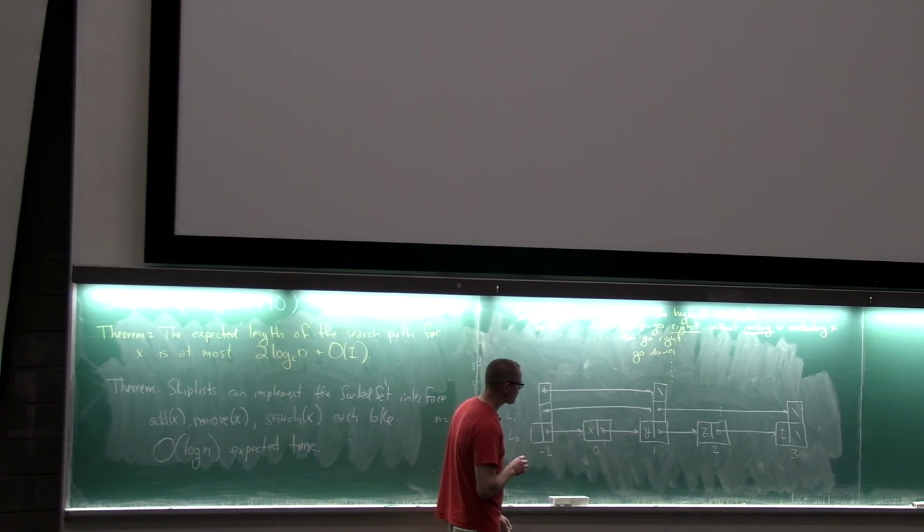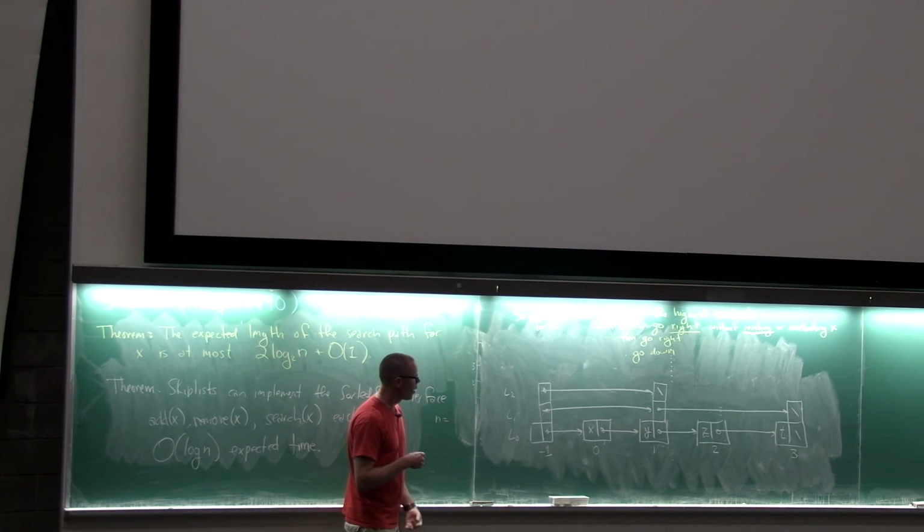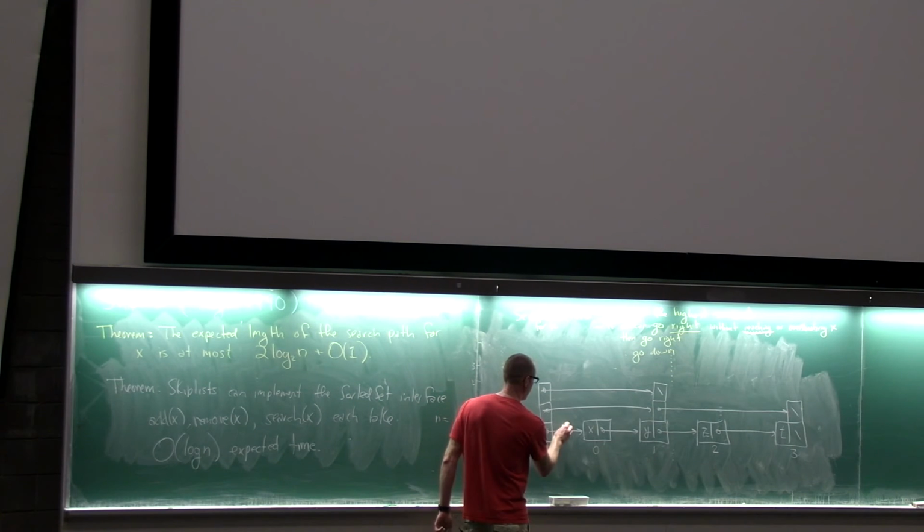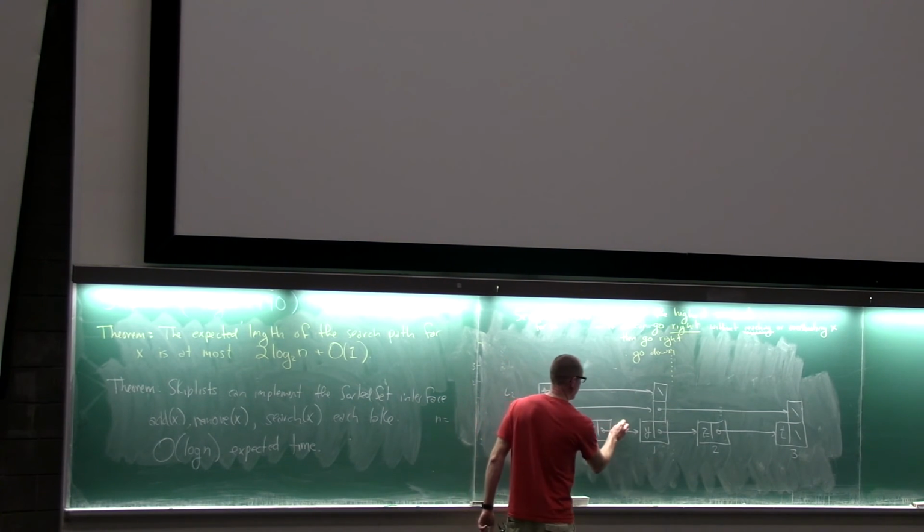And what you do is, for each next pointer you have, you store an additional piece of data, which is called the length of that pointer. So at the bottom level, all of these pointers have length 1.